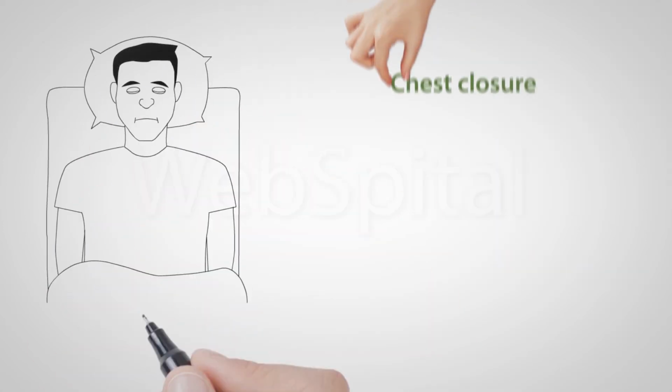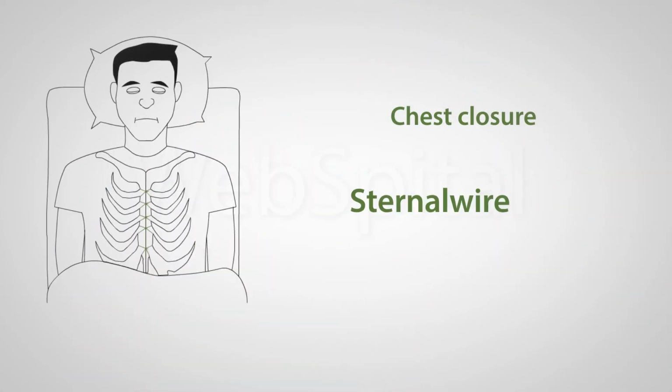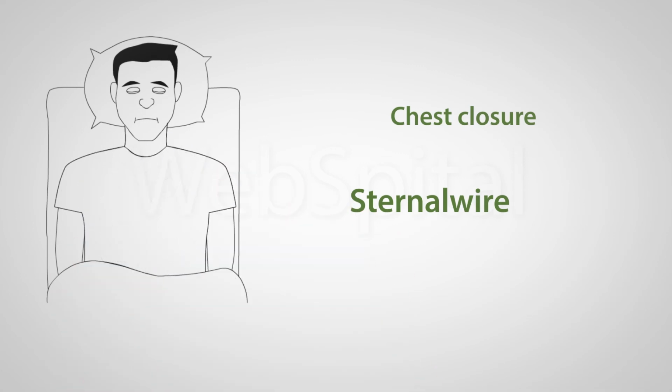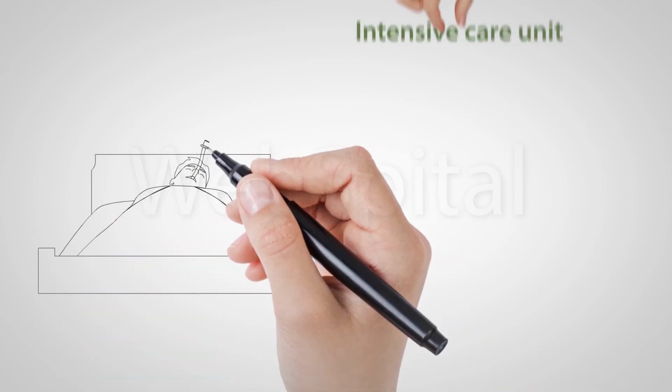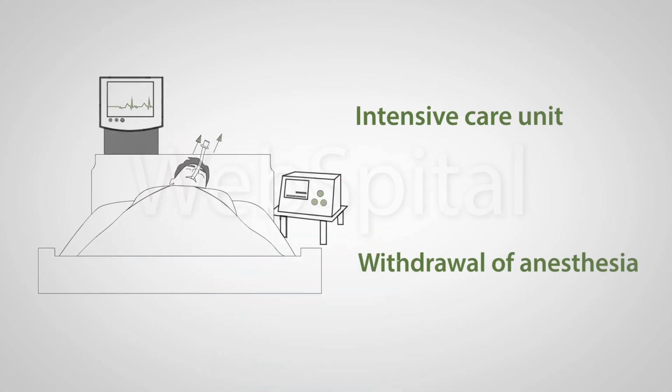Finally, the chest is closed. The sternum is then wired together and the soft tissue is sutured. After the operation, the patient is transferred to the intensive care unit for withdrawal from the anesthesia.